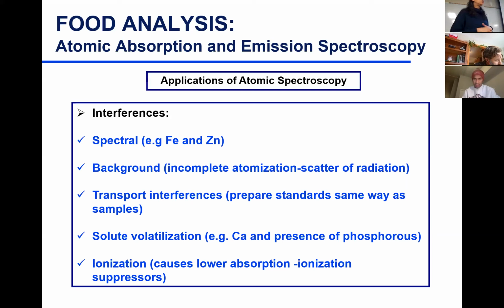Background noise. Sometimes you don't have complete atomization, and this happens when your flame is not calibrated or set at a specific temperature where you get complete atomization. Sometimes the flame could be a cold flame, so your molecular bonds are not breaking. So you have molecules in the flame that scatter the light, so less light will reach the detector. And if less light reaches the detector, you would be overestimating absorption. So it's very important that the flame temperature is controlled, and you control that by the acetylene to air ratio.